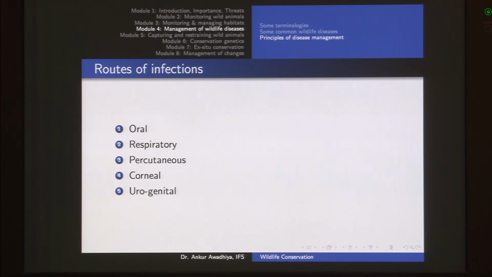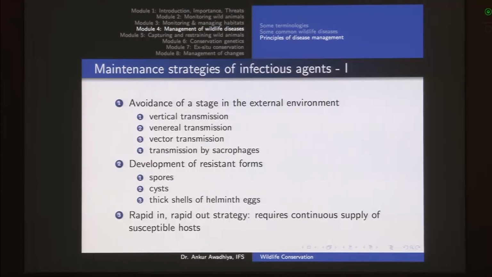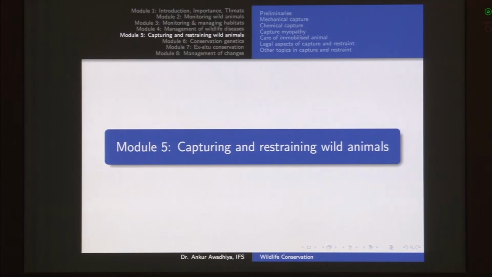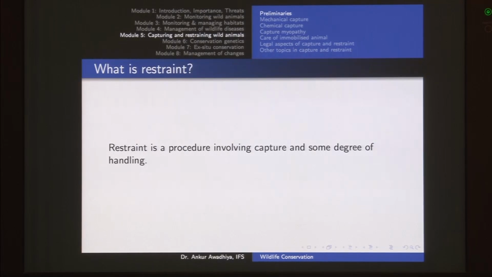Now there are these routes of infection and the maintenance strategies of infectious agents. So we need to understand these maintenance strategies so as to be able to break those. Next we differentiated between monitoring and surveillance, and in the fifth module we began with capturing and restraining of wild animals. So what is restraint?